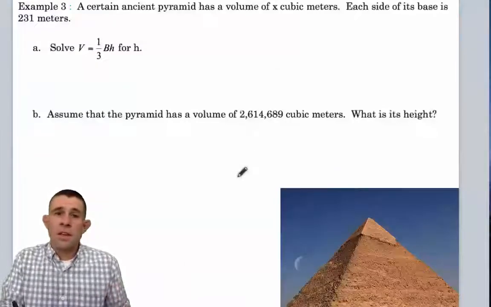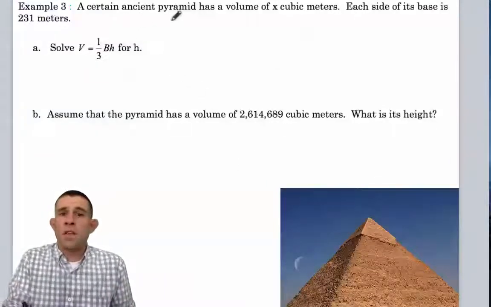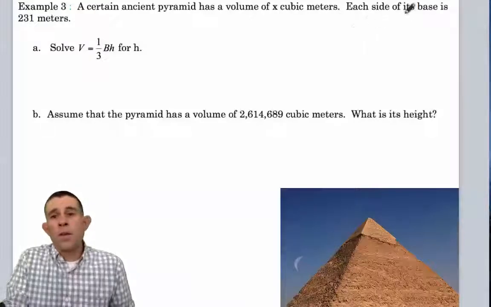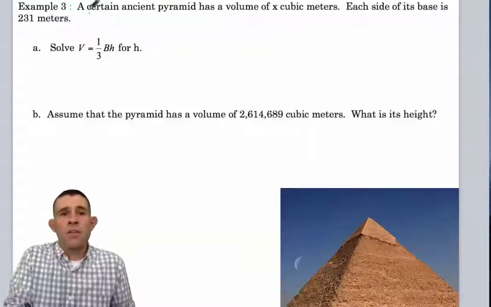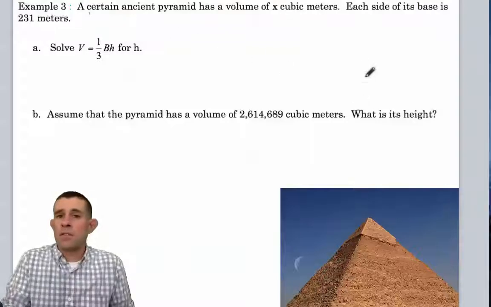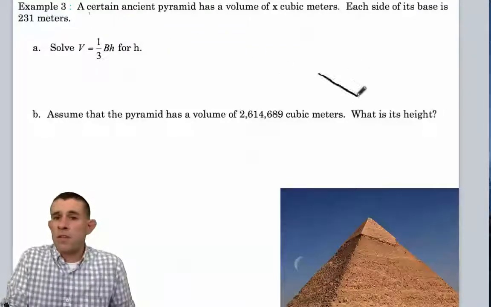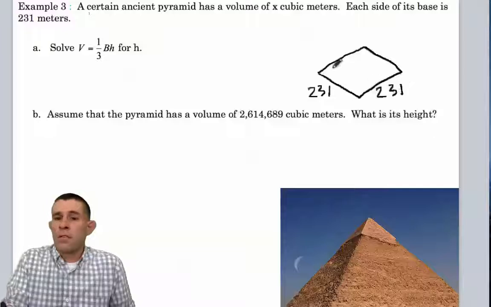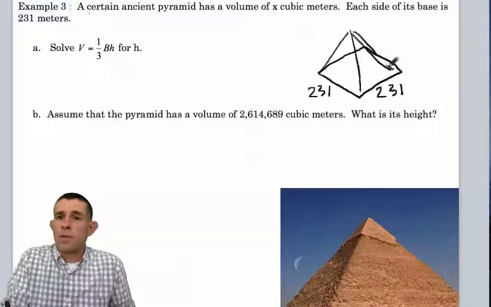All right, let's take a look at example 3. It says a certain ancient pyramid has a volume of x cubic meters. We know that each side of its base is 230 meters. So keep that in mind. It's a square pyramid, if you remember back to geometry, in which the base edge is 231. So there's our base edge. If we draw our pyramid up, there's our beautiful looking pyramid.